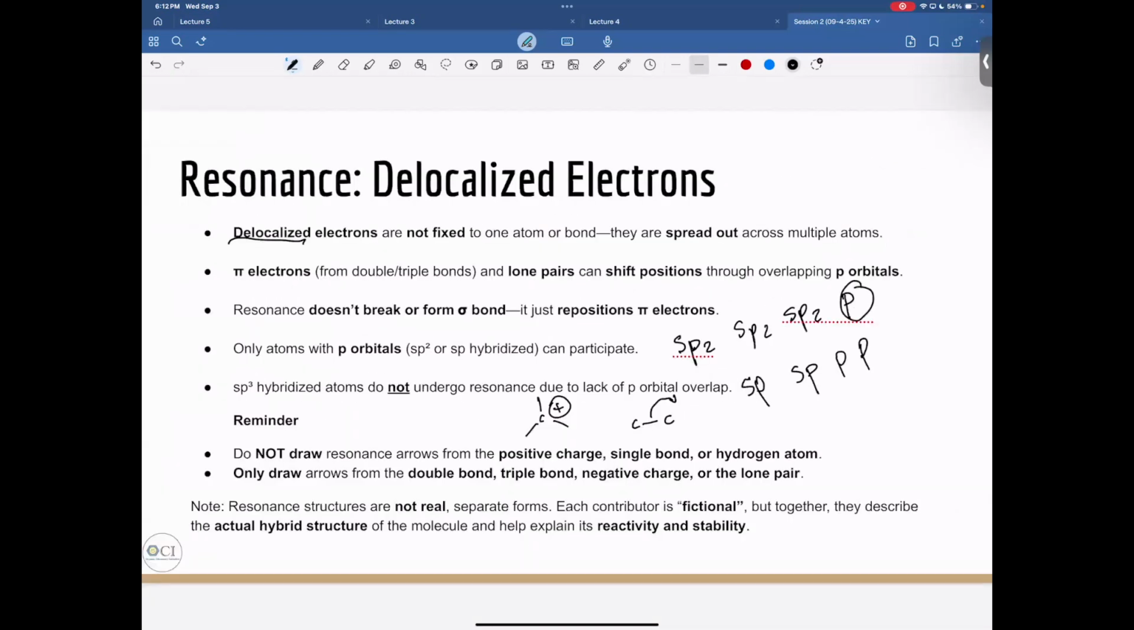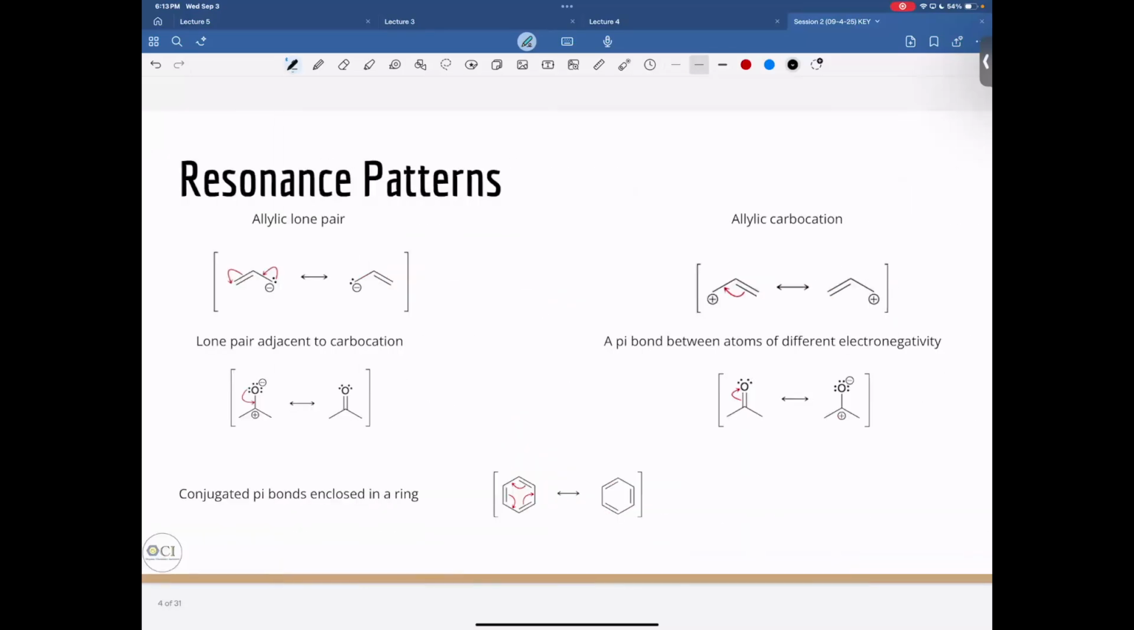So yeah, key point right here. Resonance always starts from a source of electrons. Does that make sense with everybody? Any questions? All right. So those are just the rules for resonance. And okay, we'll dive into some resonance patterns now.